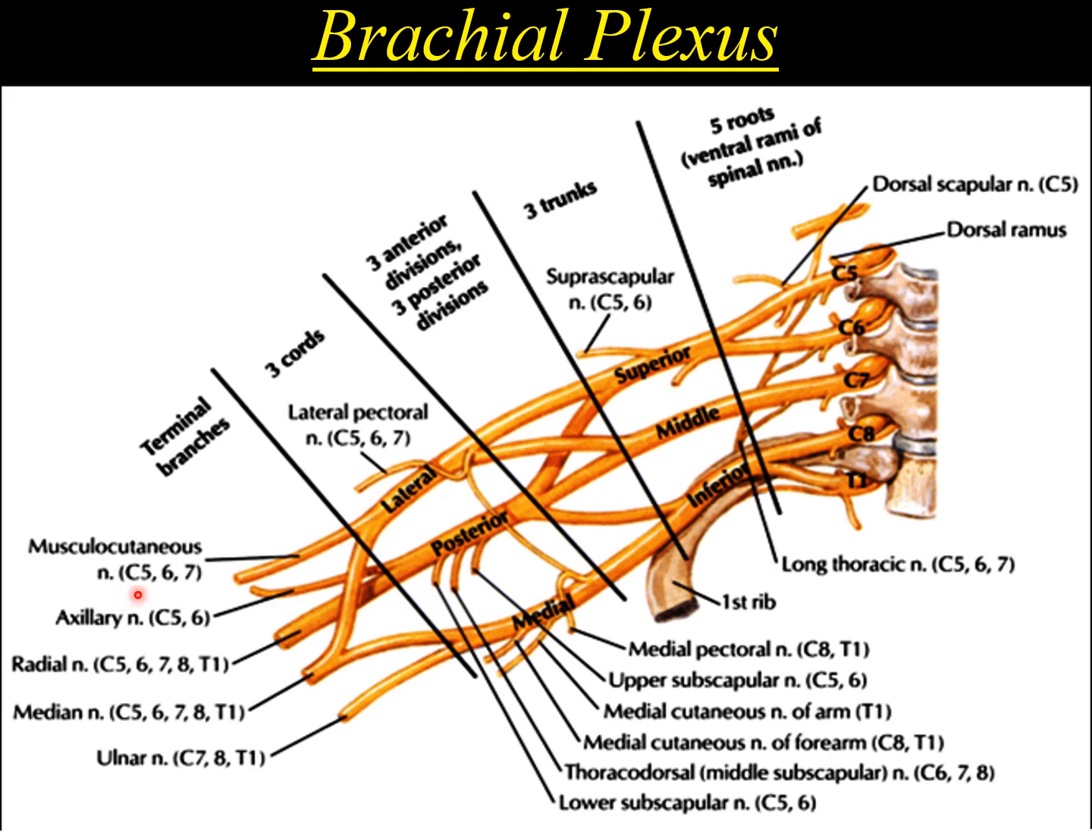Then they give their terminal branches, which we discussed in detail. And every branch has its root value. C5, C6 and C7 means that the musculocutaneous nerve receives fibers from these cervical nerves. The axillary nerve receives from C5 and C6. In the same way, the medial cutaneous nerve of the forearm receives sensory fibers from C8 and T1. These are known as the root values of the nerves, which are important for you, and you have to memorize them.